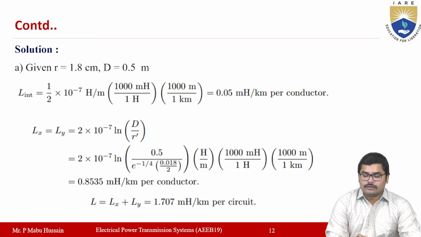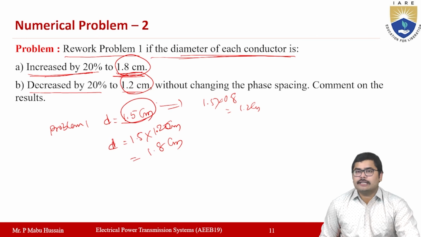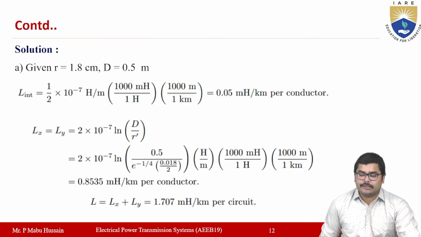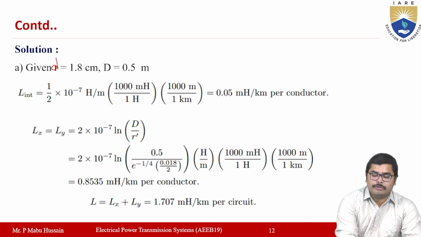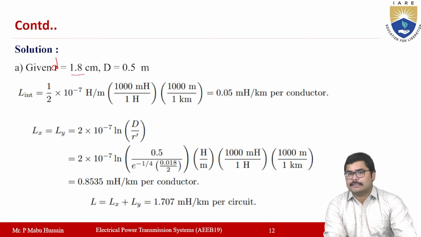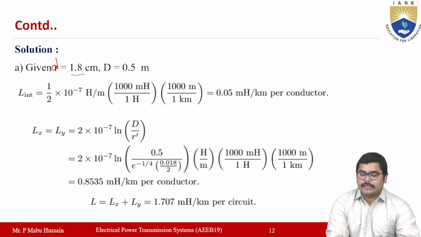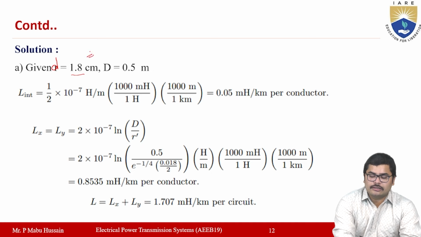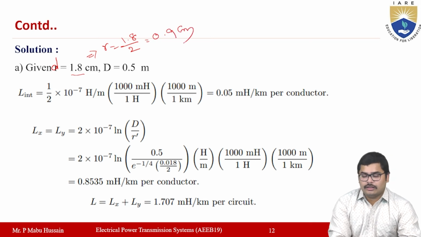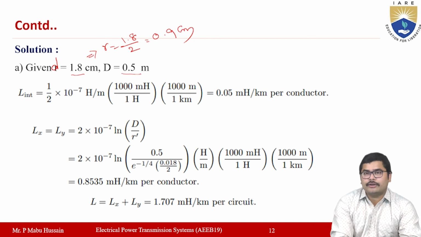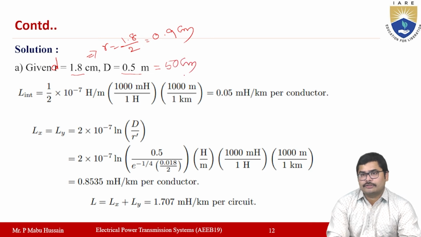Okay, so in the first case your diameter is increased by 20%, so the diameter D will now be equal to 1.8 centimeters. So 1.8 centimeters, if you want the radius, R will be 1.8 by 2, so this will be 0.9 centimeter. And the spacing between the two conductors will not change, so capital D will be 0.5 meters only. If you convert this value into centimeters, you will get 50 centimeters.